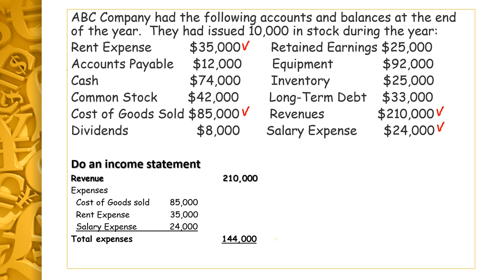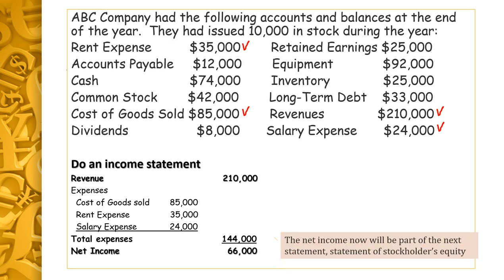So we then list a subtotal. So we can see the individual expenses, and then we can see our total expenses. We always subtract expenses from revenue. Please remember that. I have seen many examples of people trying to add these together. You don't do that. You subtract them. So now we have net income of $66,000, which we will then transfer to our next statement, the statement of stockholders' equity.